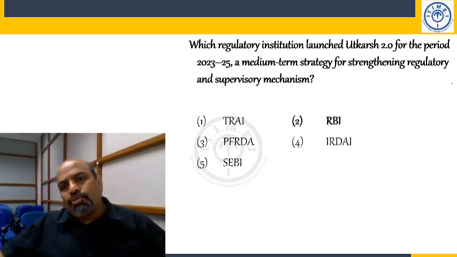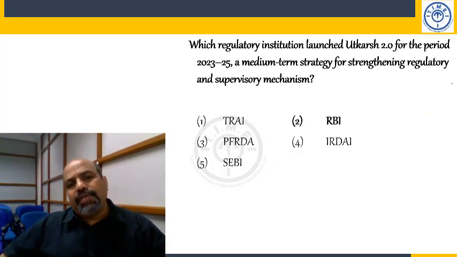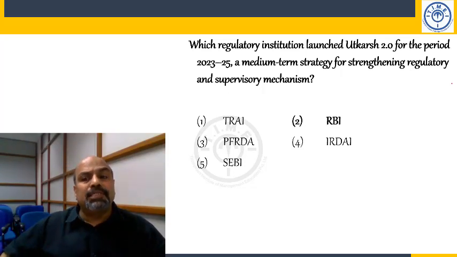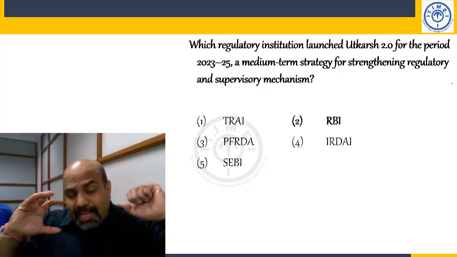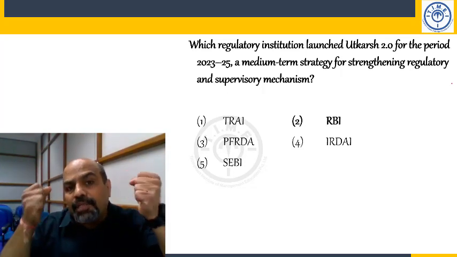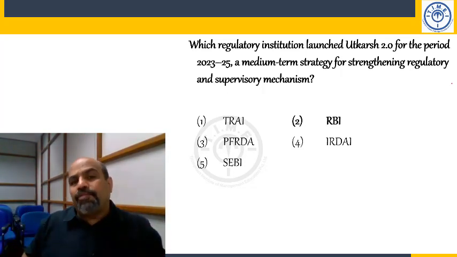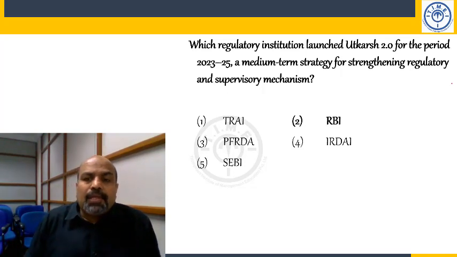Which regulatory institution launched Utkarsh 2.0 for the period 2023 to 2025, a medium-term strategy for strengthening regulatory and supervisory mechanisms? The Reserve Bank of India. The Reserve Bank of India has launched this so that banks strengthen their fraud mechanisms, anti-fraud mechanisms and all that.